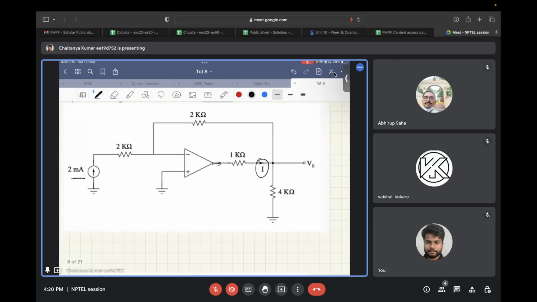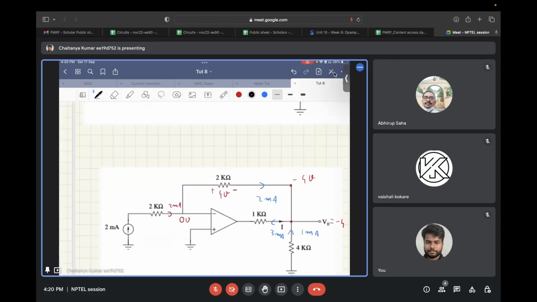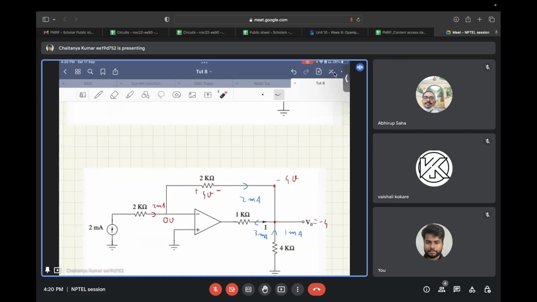Okay, so let's see the solution for this. First of all, since this op amp has negative feedback, virtual ground will be there. Since this is at 0 volts, the negative terminal will also be at 0 volts. Now, this 2 milliamp current will flow, and anything in series with an ideal current source is redundant. So this 2 kilo ohm resistor doesn't have any significance over here. And since the input resistance of this op amp is infinite, the current flowing in this direction will be zero.